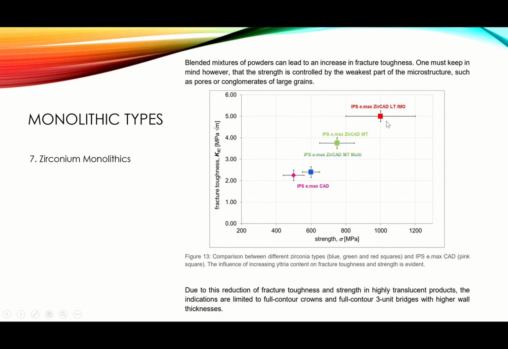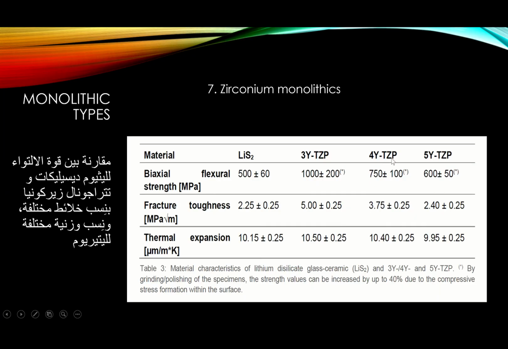Look, here is the Emax ZirCAD low translucent or medium opacity, which is the high strength zirconium block. All right, it falls in the 1000 range, 1000 megapascal of strength. This is the 3 yttrium. Now when we go down to 4 yttrium zirconia, you're talking about ZirCAD MT, medium translucency, or MT multi-layer. When you get to medium translucent, it's more translucent, but it's weaker, so it falls into the 750 range, 750 megapascal.